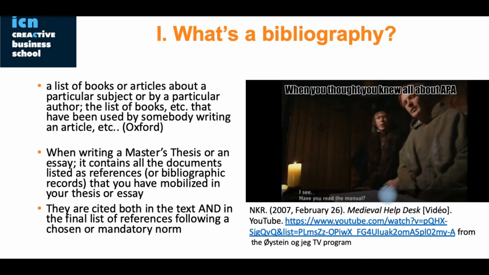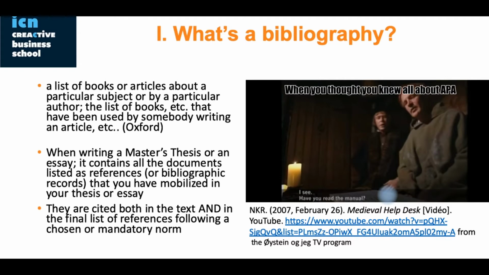So first of all, what is a bibliography? If we refer to the definition given by the Oxford Dictionary, it is a list of books or articles about a particular subject or by a particular author, the list of books that have been used by somebody writing an article. So this definition states that a reference contains a certain number of important pieces of information, which gives us the ID card of a reference, which means that it will always contain the same type of information, and when a reference does not have any of those elements, it is considered incomplete.